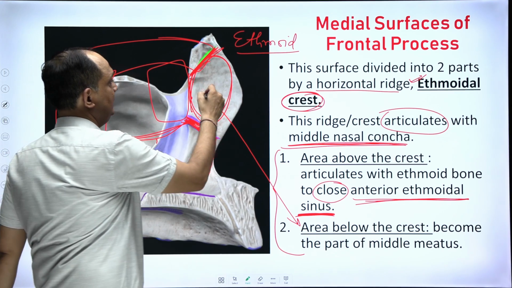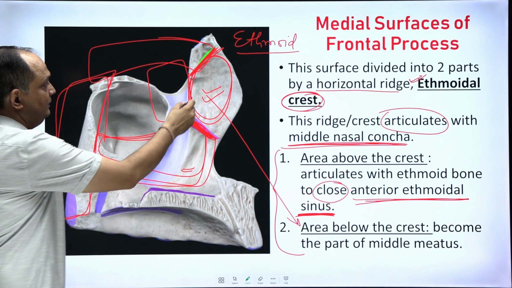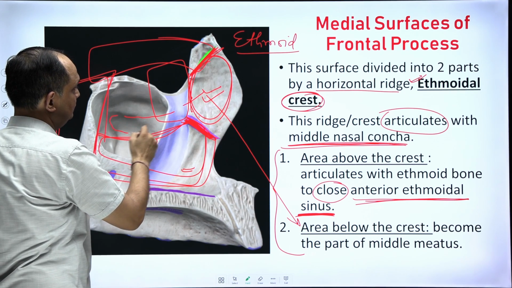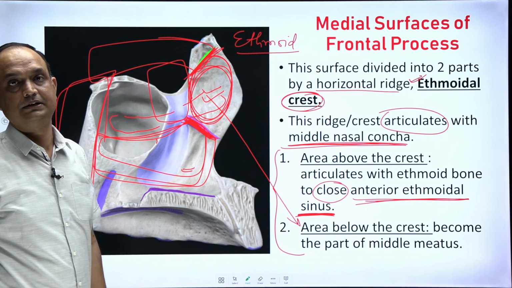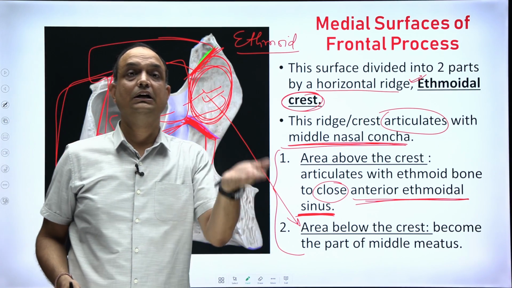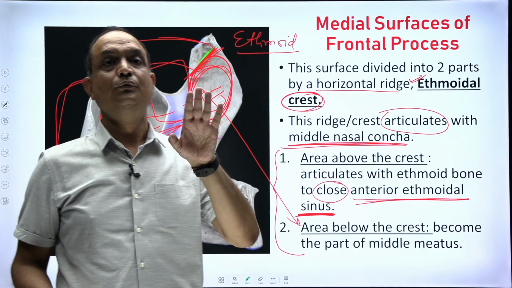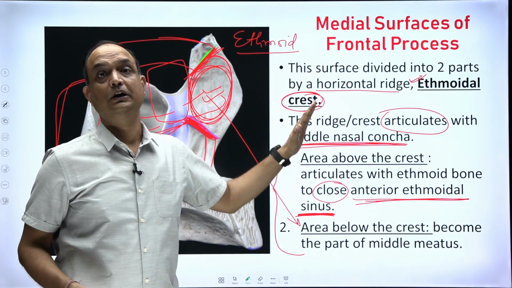So this area is known as the middle meatus, but this middle meatus extends posteriorly also, and this part is known as the atrium of middle meatus. Clear? So what are the structures seen on the inner side of the frontal process of maxilla? The most important word is ethmoidal crest.